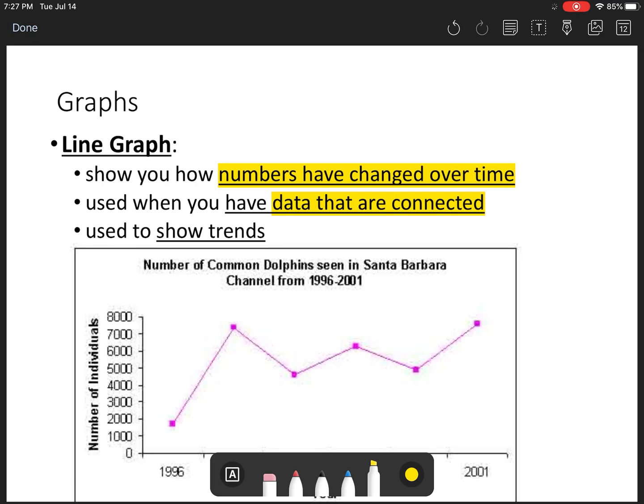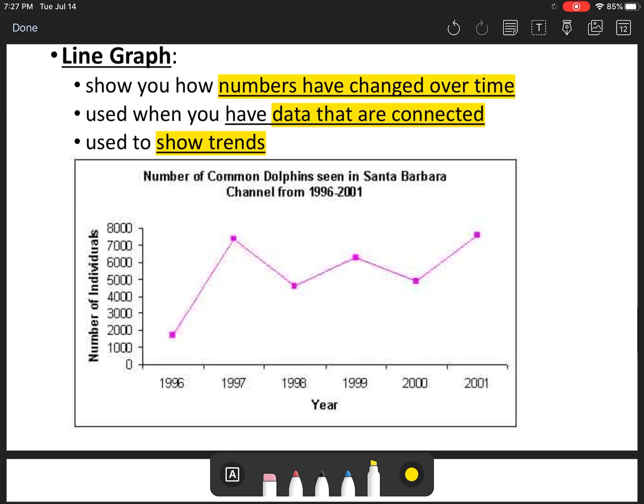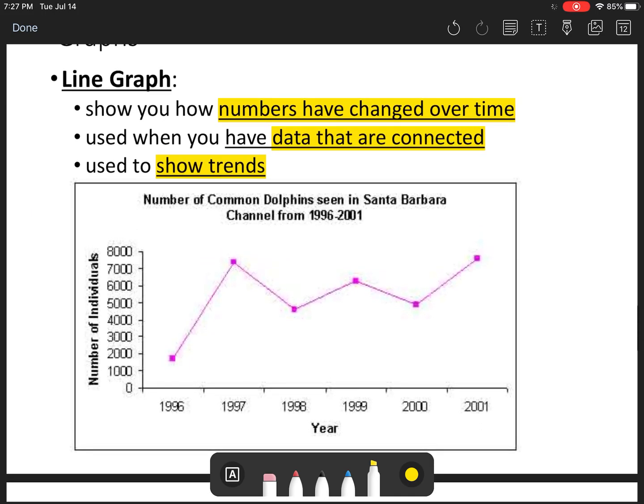But sometimes it's to show that two different sets of data are connected. And it can also be used to show trends as well. Okay? Trends between two sets of information. So there you can see an example of a line graph. Okay?